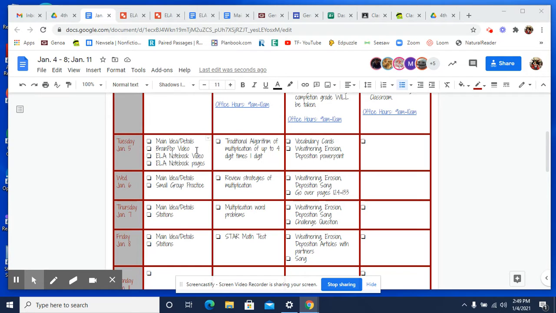If you have the ability to print off pages at your house, there's going to be a link right here, ELA notebook pages, and you can push that link and then print those pages off and follow along with me as I do this video. If not, we can put it in your notebook when you get to school. Make sure that you remind me so that I don't forget to give you these pages when you get to school.